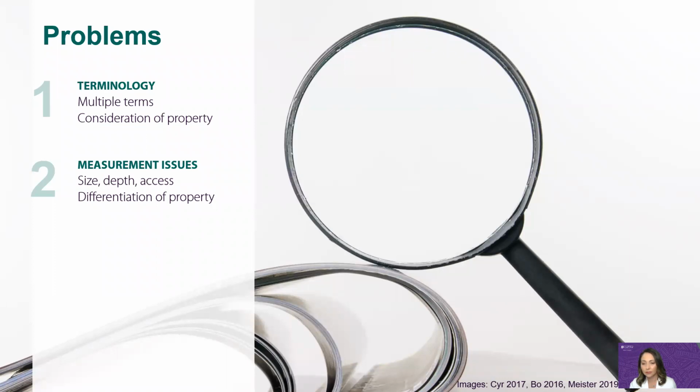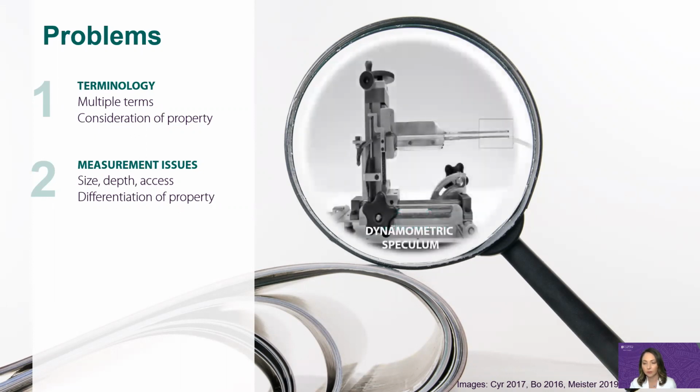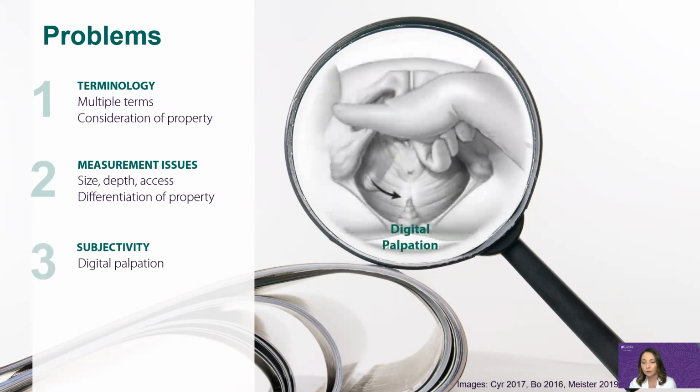Additionally, many measures investigate either one property of tone, for instance, EMG quantifying the active component, or cannot differentiate between active and passive components, such as manometry or dynamometry. A large amount of literature uses subjective measures of tone such as digital palpation. Finally, many papers include participants with unclear or overlapping diagnoses, symptoms, and signs.